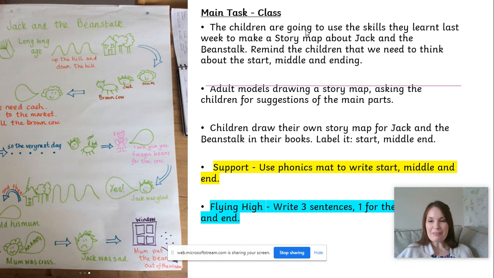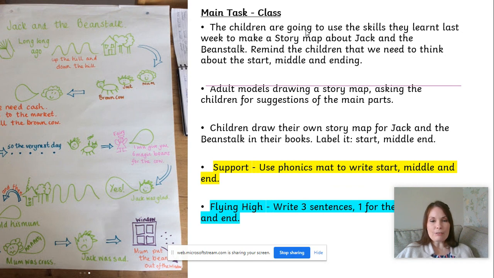Right, I hope you had fun retelling your story. Now, our main task for everybody is that we are going to use the skills that we learnt last week to make a story map about Jack and the Beanstalk. Now remember, children, that we need to think about the start, middle and ending when we are drawing a story map. We don't need to put down every single thing that happens. We need to put down the main events.